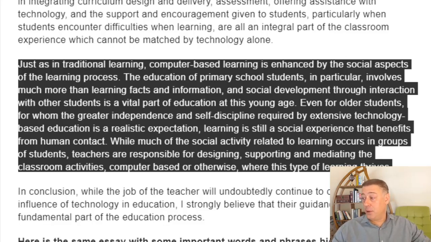And then I say, even for older students, for whom the greater independence and self-discipline required by extensive technology-based education is a realistic expectation, learning is still a social experience that benefits from human contact. So again, here's another place where I'm acknowledging the other side of the argument. So if I said, yeah, it won't work for very young kids because of the reasons I mentioned, and the other person came back and said, yeah, okay, but for older kids, teachers won't be necessary.